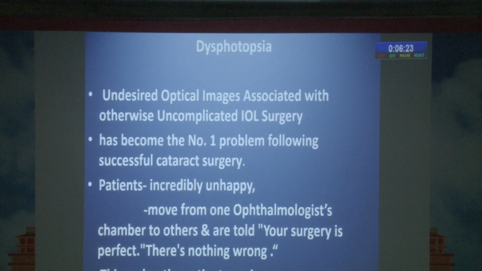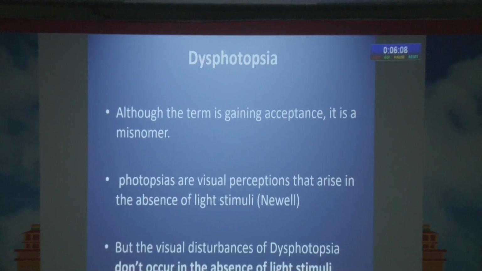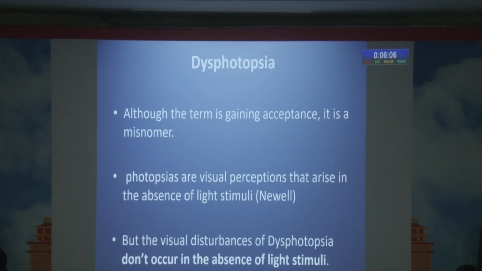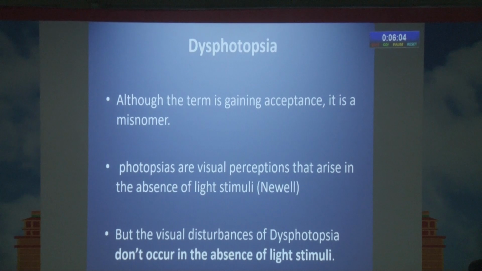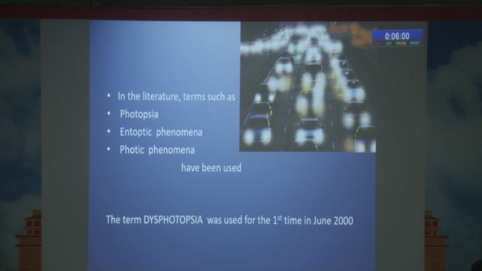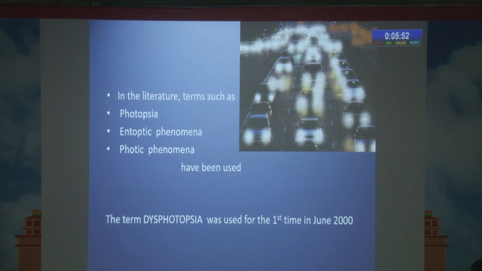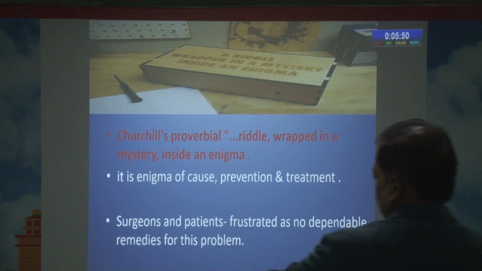Patients are incredibly unhappy and they move from one ophthalmologist's chamber to another, and when they are told that the surgery is perfect, why? Because photopsias are visual perceptions that arise in the absence of light stimuli, but the visual disturbances of dysphotopsia do not occur in the absence of light stimuli. In the literature, terms such as photopsia, entoptic, and photic phenomena have been used, and the term dysphotopsia was used for the first time in June 2000 by James Tester.